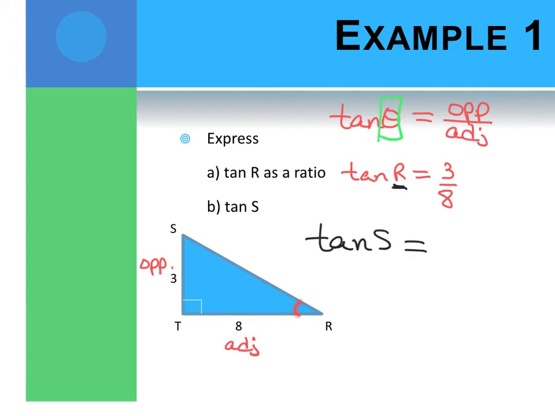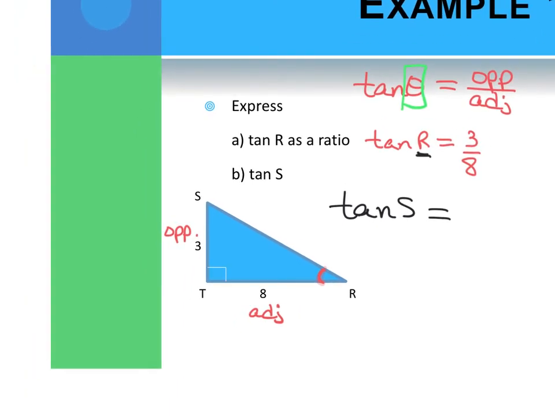Again, I'm putting opposite over adjacent, but now I have to fix the names on my sides. So now I'm naming the sides based on their position in relation to angle S. Related to angle S, the 8 is now the side that is opposite, and the 3 is now the adjacent. So if I put it into the tangent ratio, opposite over adjacent, 8 over 3.